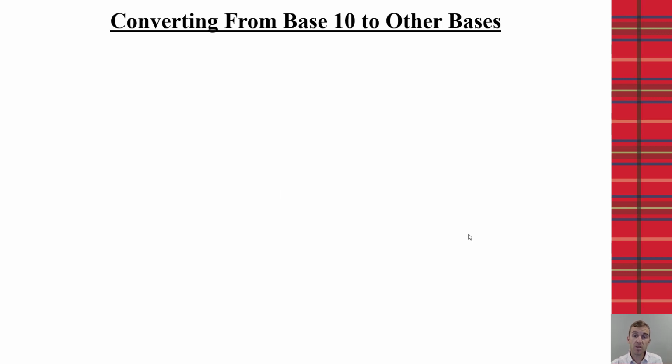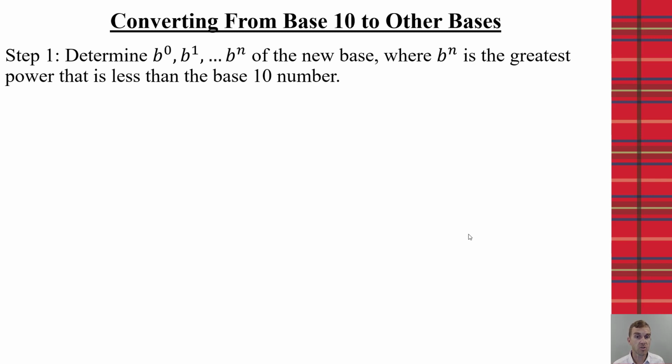Now, if we're starting with a base 10 number and we want to convert to another base, the first thing we're going to do is determine what's the greatest b to the n power that's less than our base 10 number. That's going to help with the conversion. And remember, you start with b to the 0, which is 1, and we go consecutively from there.